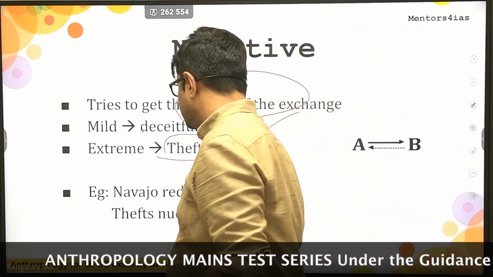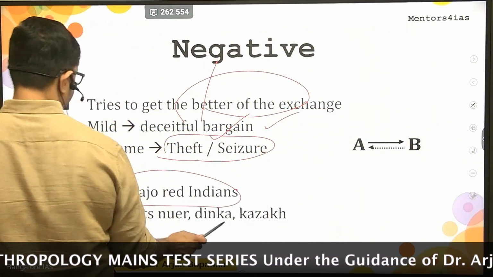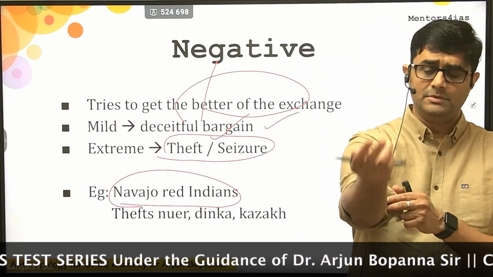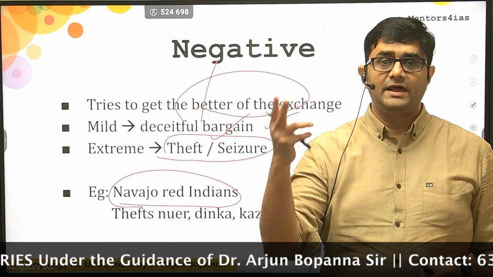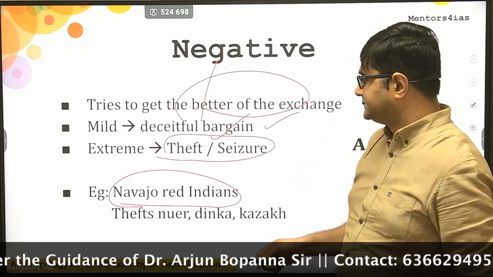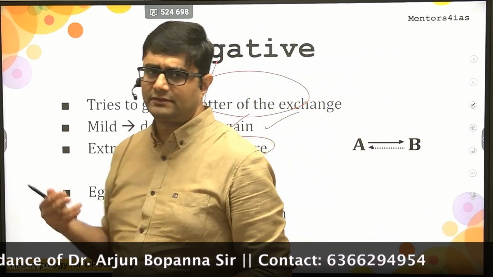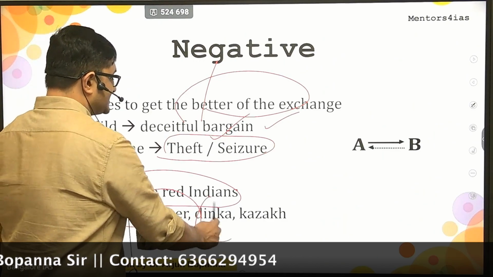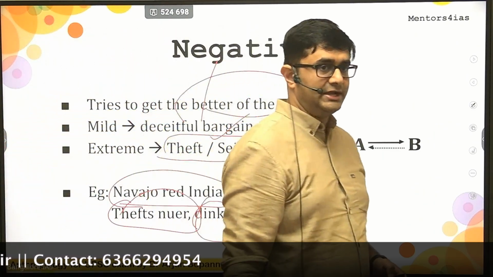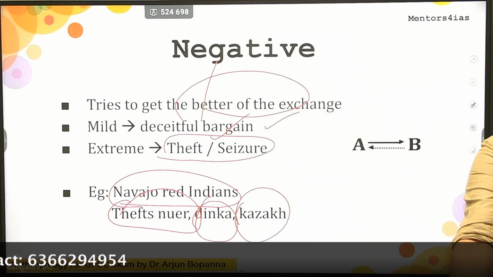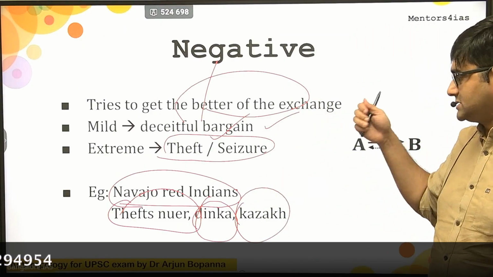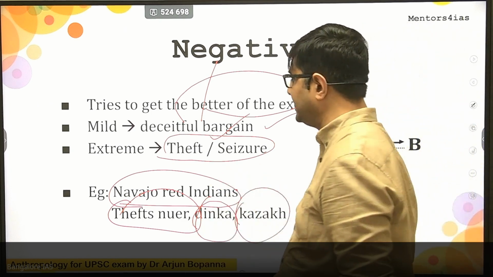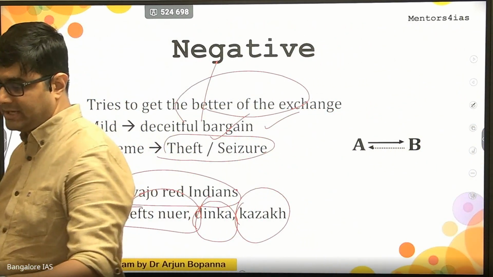For example, the Navajo Native Americans quote a very high price for outsiders when they come to buy their produce, knowing they are outsiders. Similarly, you would have seen this in tourist places. Similarly, theft is seen among the Nuer, Dinka and Kazakh. These are all pastoral societies where they go and raid another group and try to get the better of them by stealing from them.